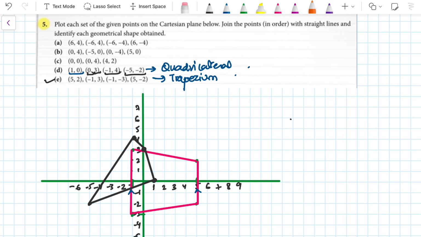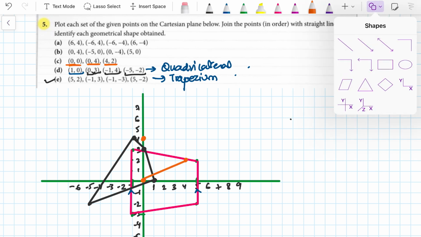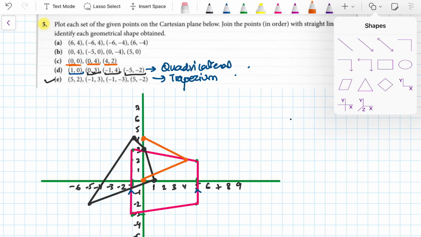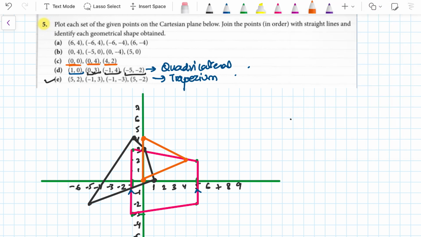Let's do another one on the same diagram. 0 comma 0 is the origin. 0 comma 3 is this point. And okay, 0 0 and then 0 comma 4 is this point. 4 comma 2 is this point. Let's join them with the straight line. So I can say it's an isosceles triangle.